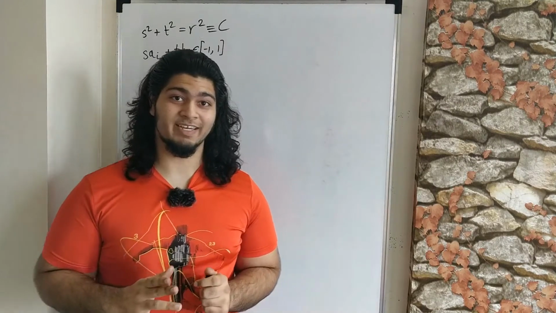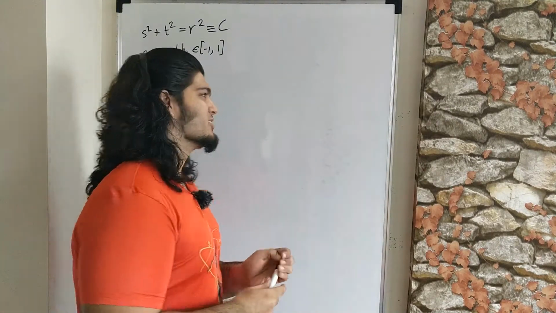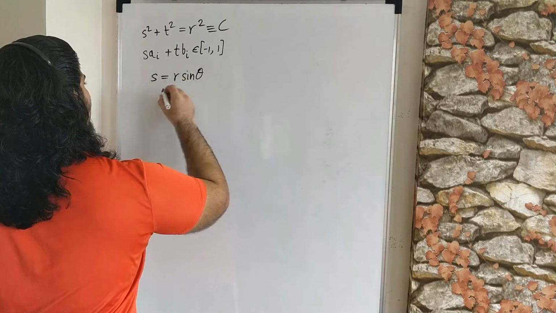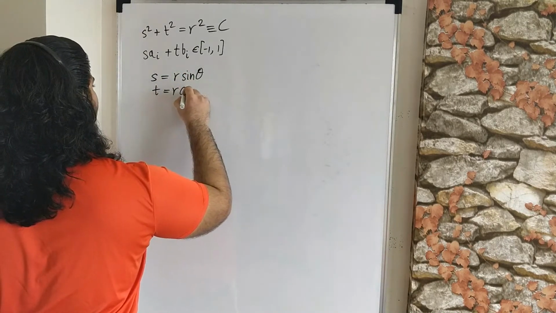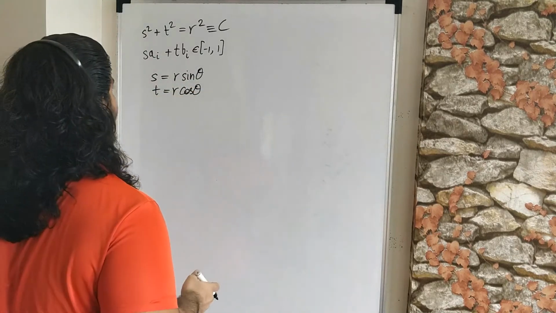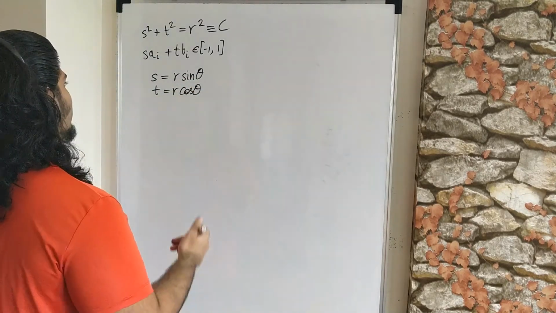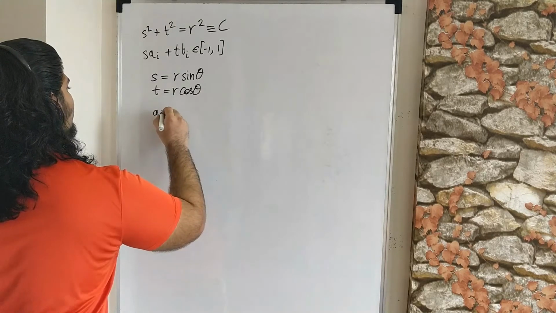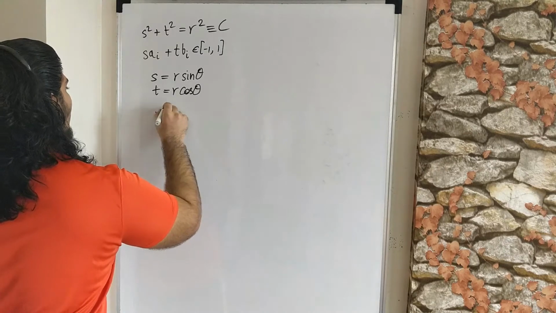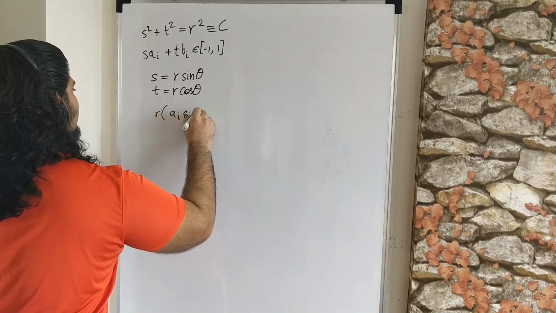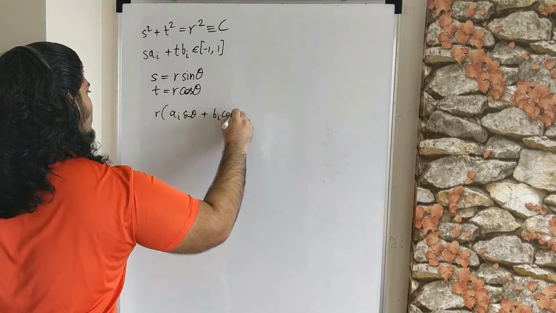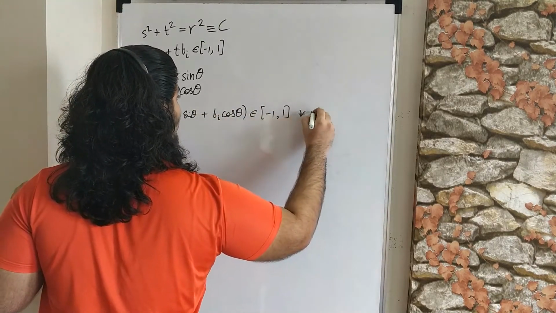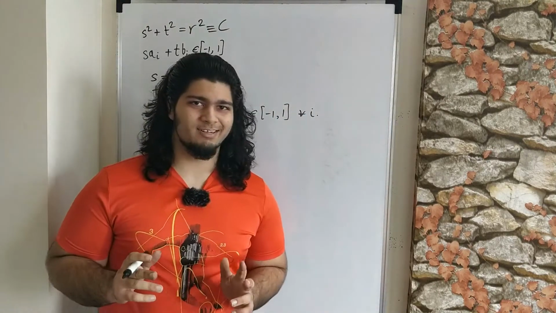Now all this simplification is going to pay off. So what we'll do is say that s is equal to r sine theta and t is equal to r cos theta. So we are basically parameterizing the circle, and then we have r times (ai sine theta plus bi cos theta) is in [-1, 1] for all i. Now we are really close to the solution.